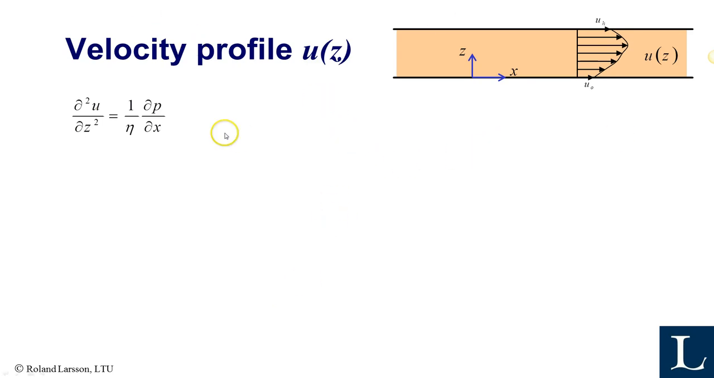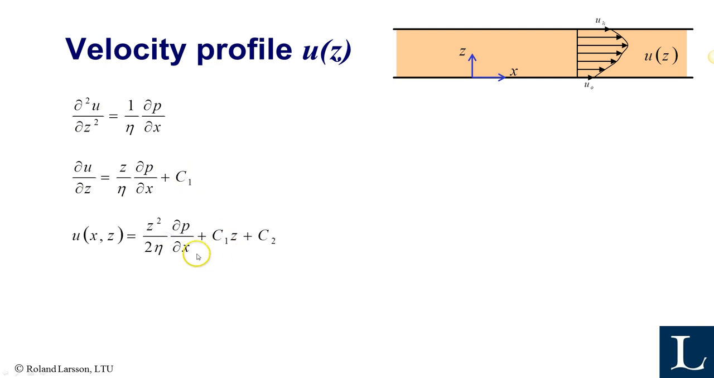Starting with this, we integrate once, you get that term, and you get a constant, and you integrate again, and suddenly you have an expression for the flow profile. From this picture you also see that if we assume that the lubricant sticks to that surface, and it also sticks to that surface, we also get two boundary conditions.